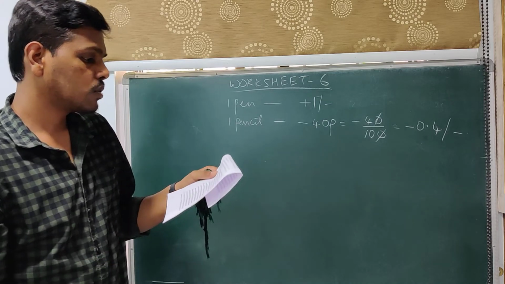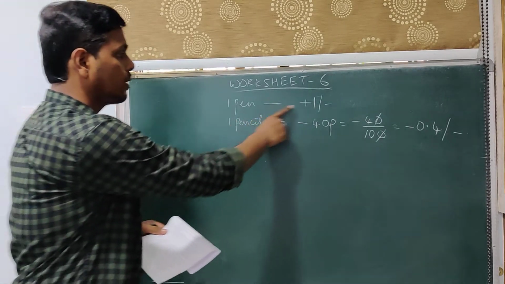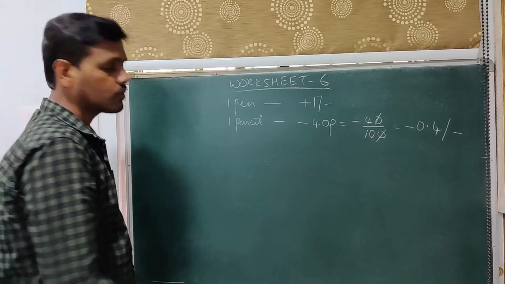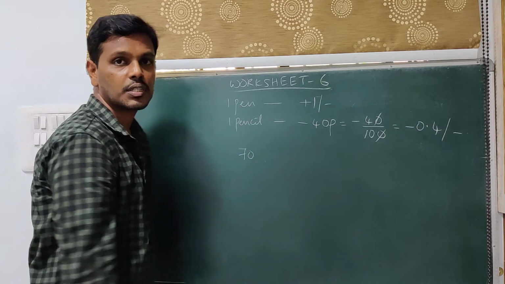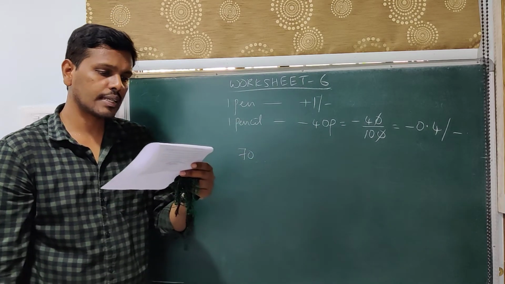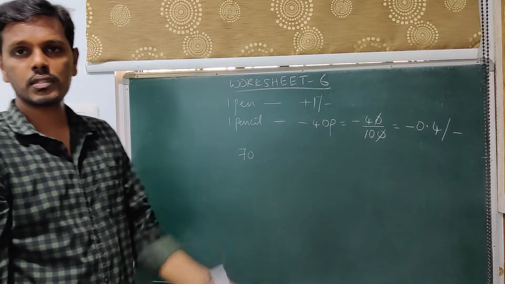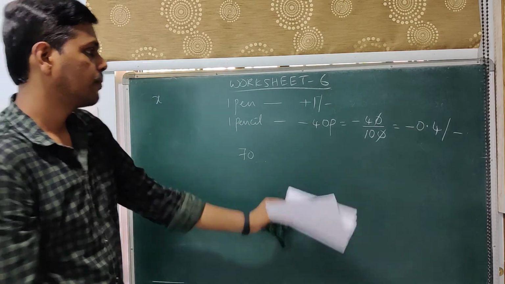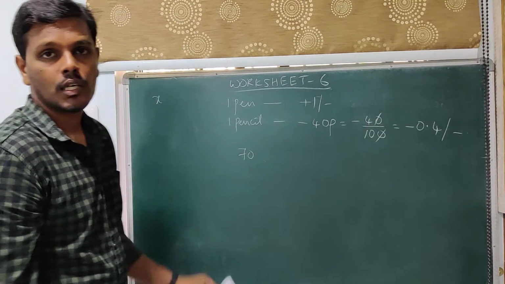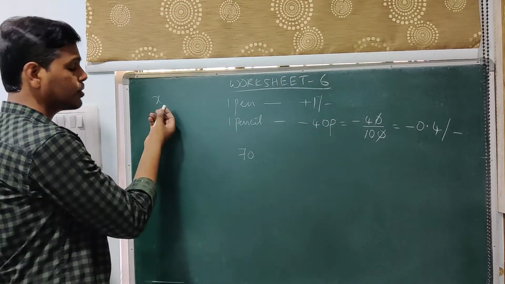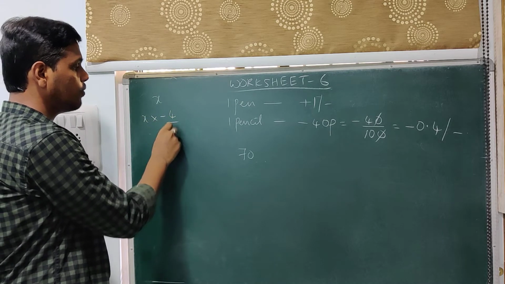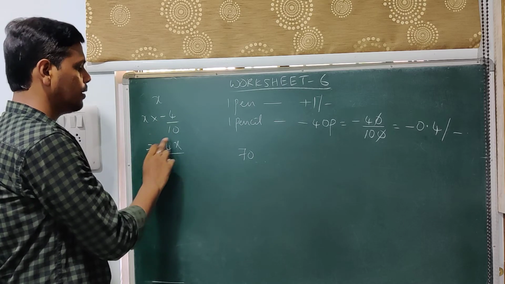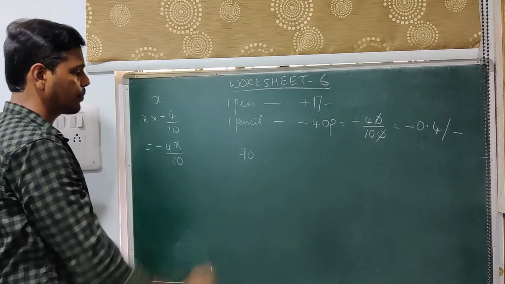Okay, look at that. She sold 70 pens. On 1 pen, she is getting 1 rupee. 70 pens, how much will she get? 70 rupees. So 70 rupees is what she gains on pens. Next, we don't know how many pencils she sells. Let us assume that x pencils are being sold. On 1 pencil, she is getting minus 4 by 10. On x pencils, she will get how much? x into minus 4 by 10, which is same as minus 4x by 10.